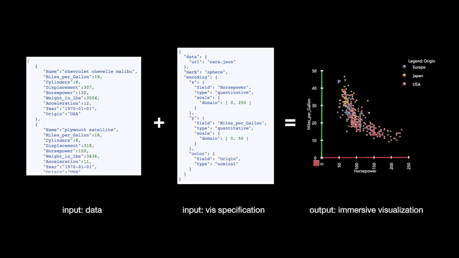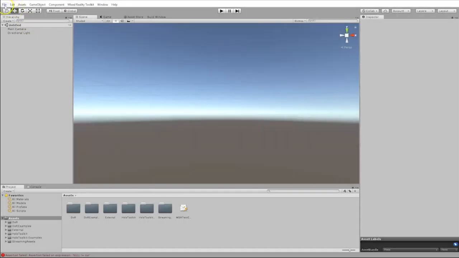A visualization in DXR is a collection of Unity game objects whose properties, such as position, color, and size, are mapped to data attributes. This mapping is specified in the vis-specs JSON file using a high-level visualization grammar inspired by Vega Lite. To demonstrate this, let's create a simple visualization.